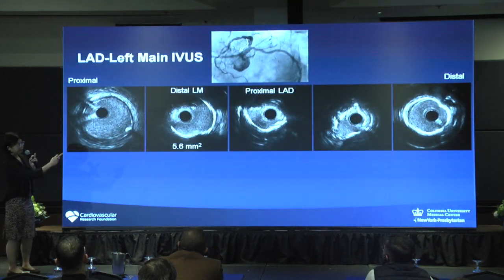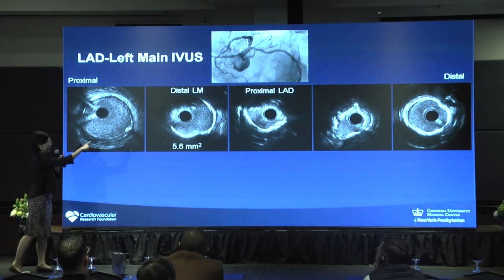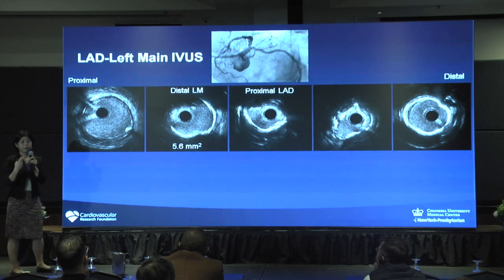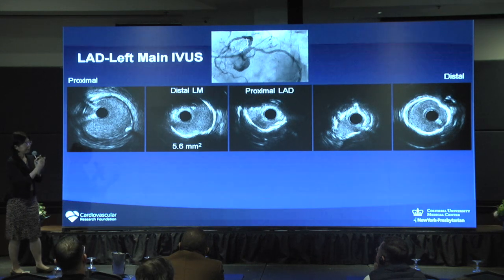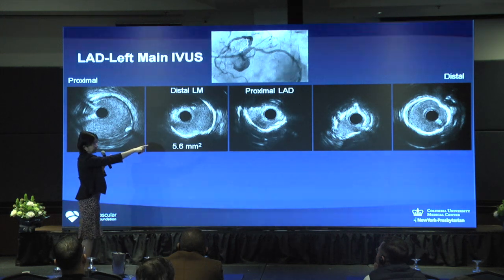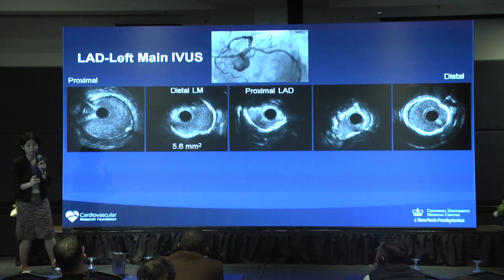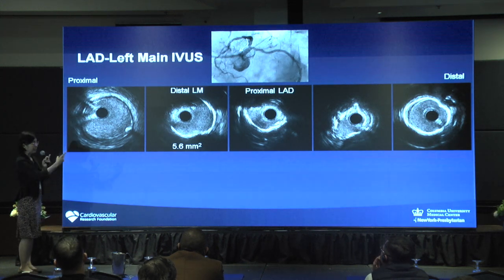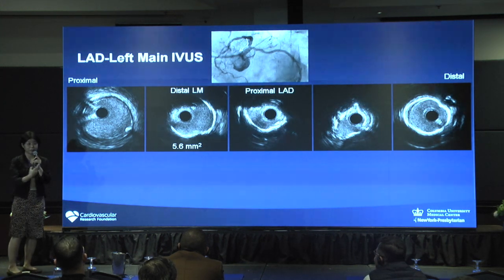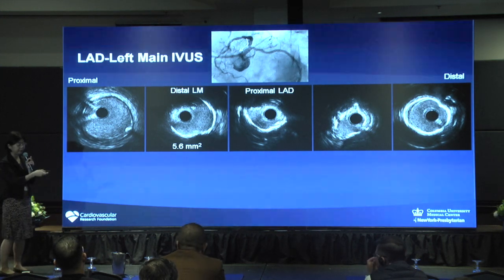This is an IVUS from the LAD to the left main. So number one, when we measure the distal left main, it is 5.6. So for us, we should treat. Number two, the LAD lesion was really significant and very, very calcified. In this case, I saw that the calcium is very longitudinally long, so we need some modification. That's our diagnosis in the LAD.